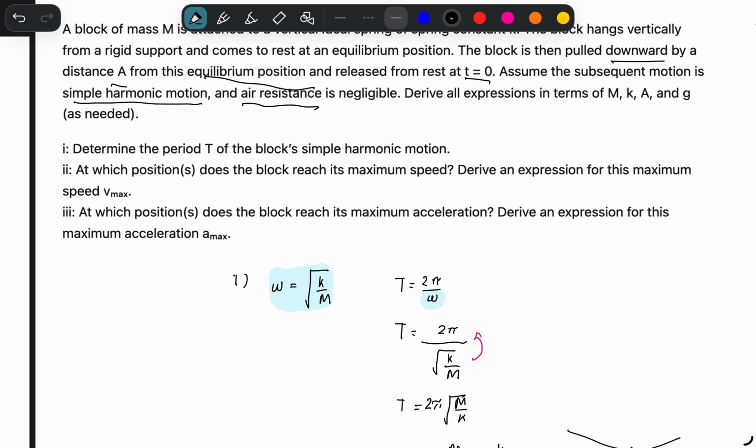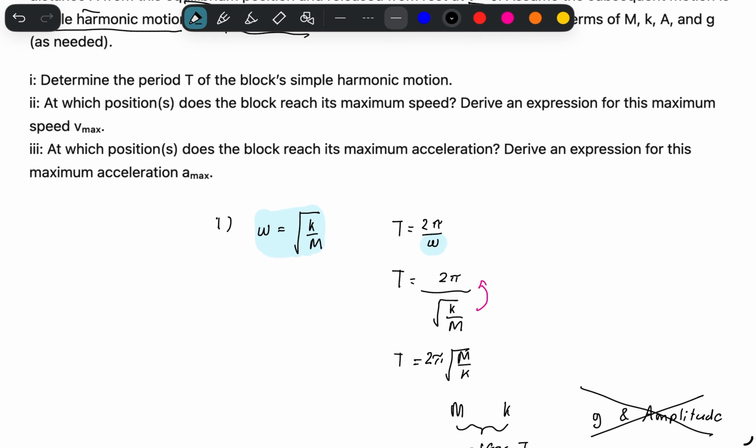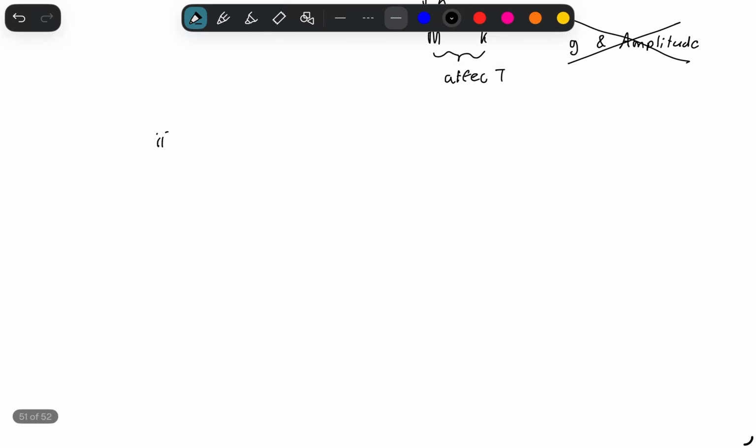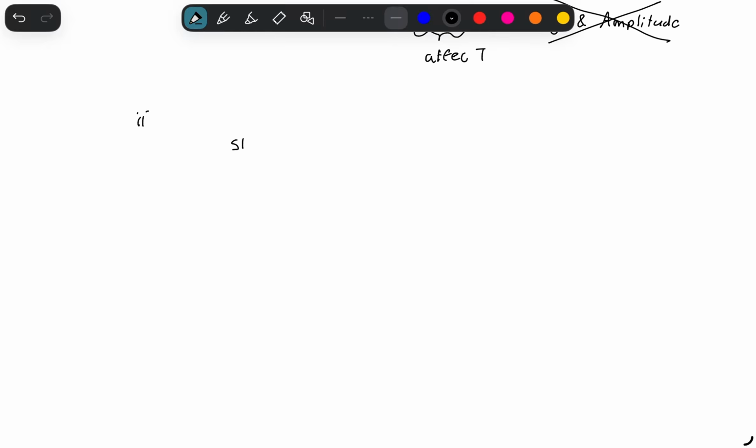So for our second question, we're asked at which positions does the block reach its maximum speed? Derive an expression for this maximum speed, v max. So we know that in simple harmonic motion, we have a v max when you are at your equilibrium position. That's because x will be equal to 0, and x measures your displacement.